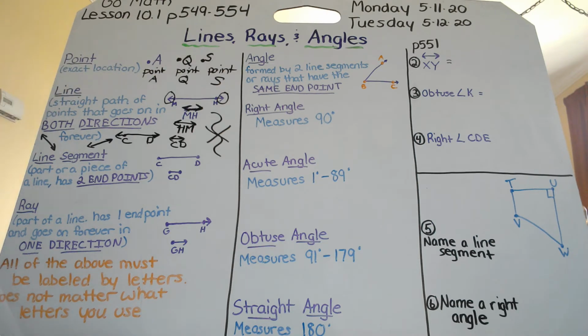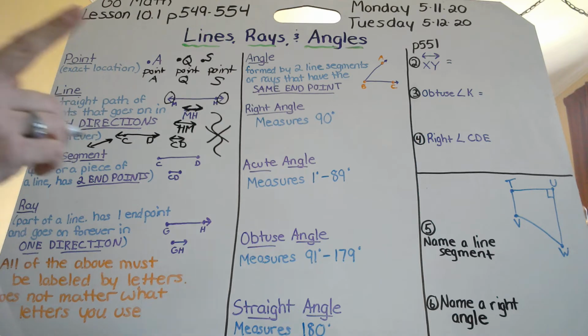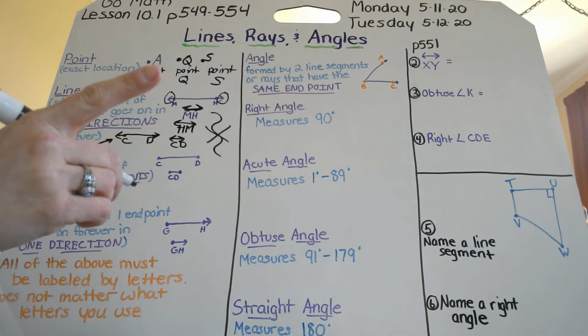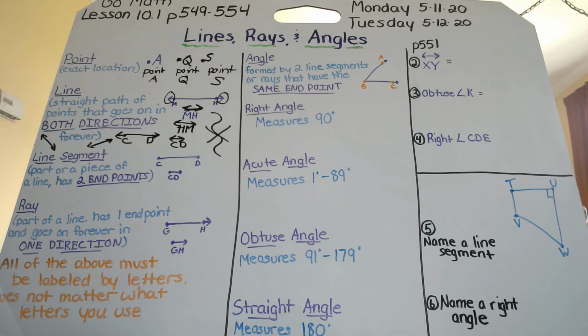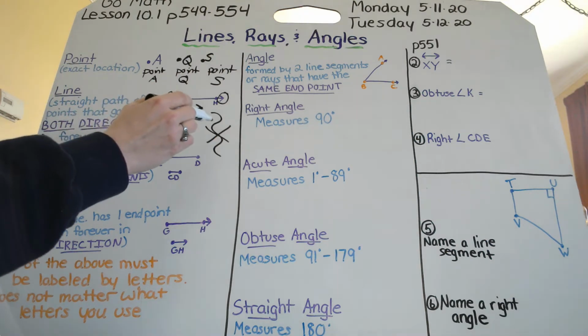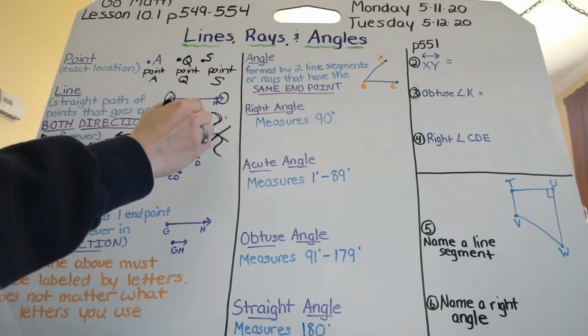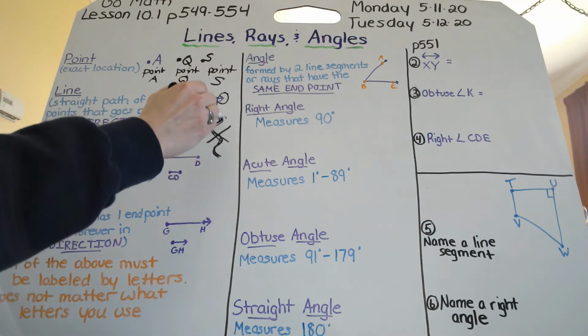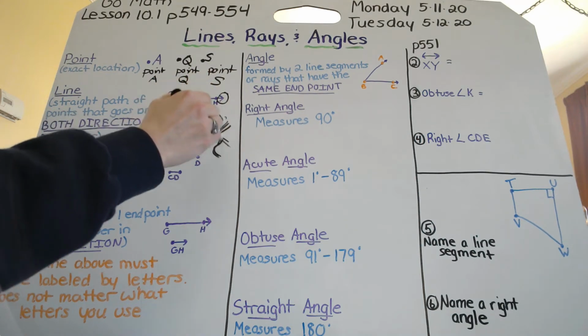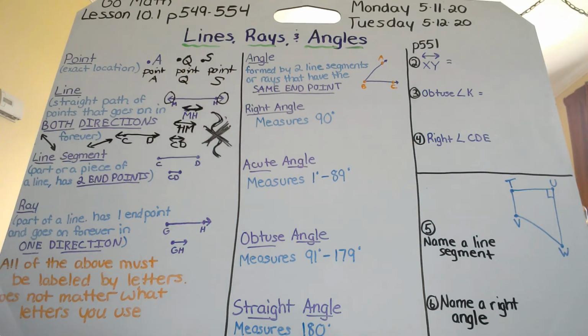A line is straight, and it has two arrows, one arrow on one side and another arrow on the other side, and it goes on forever and ever in both directions. And it has to be straight. It cannot be curved like this. This is not a line. Not a line. Okay? It has to be straight. Like this guy, and this guy.